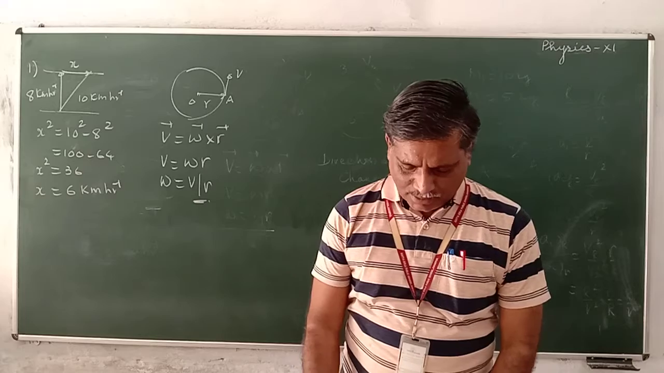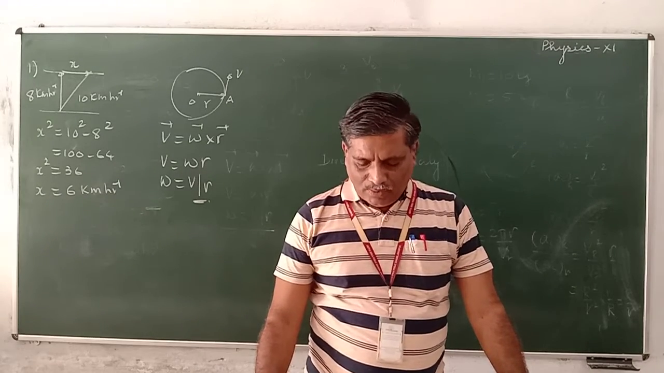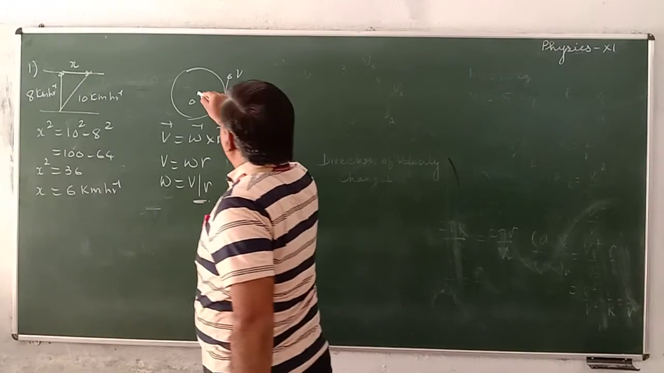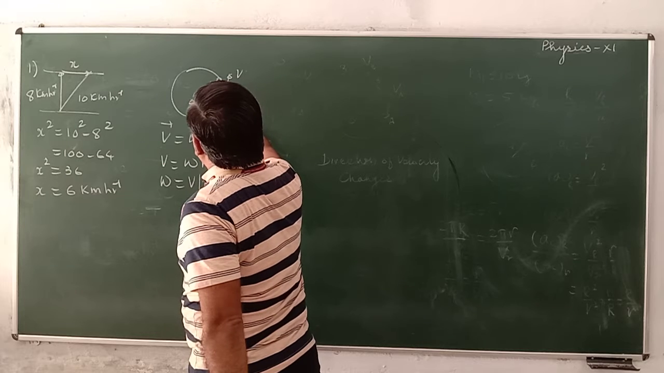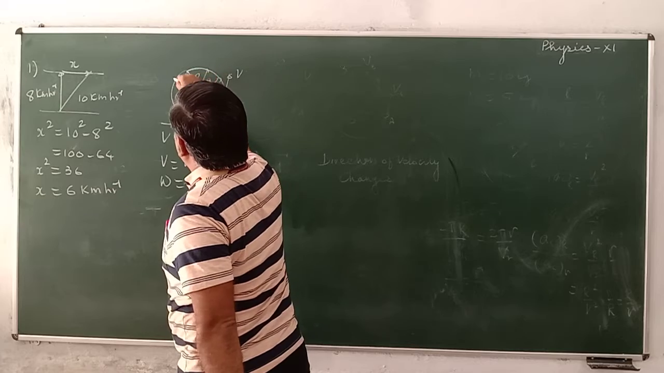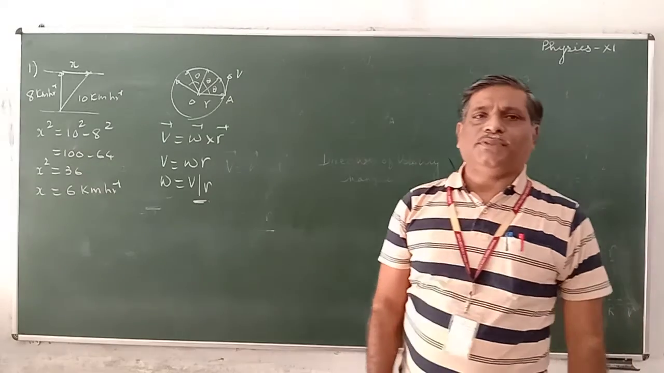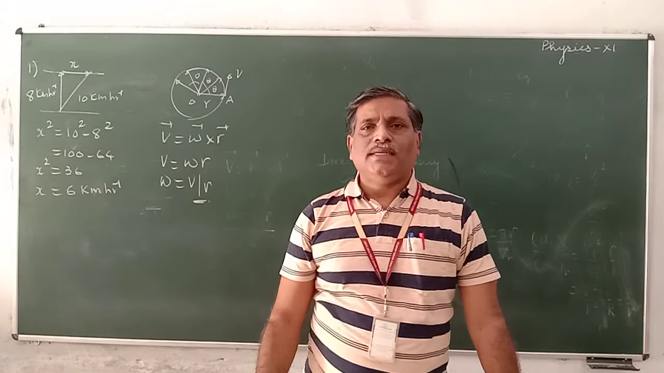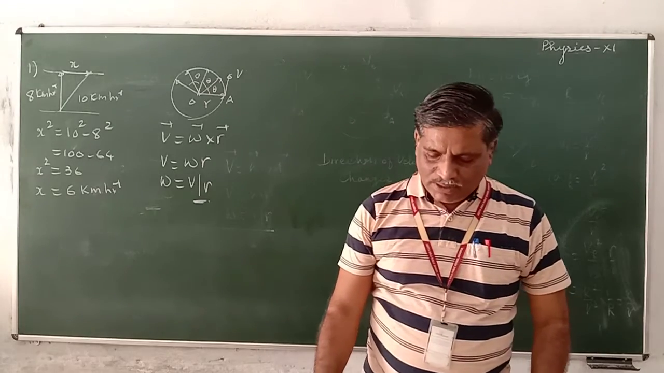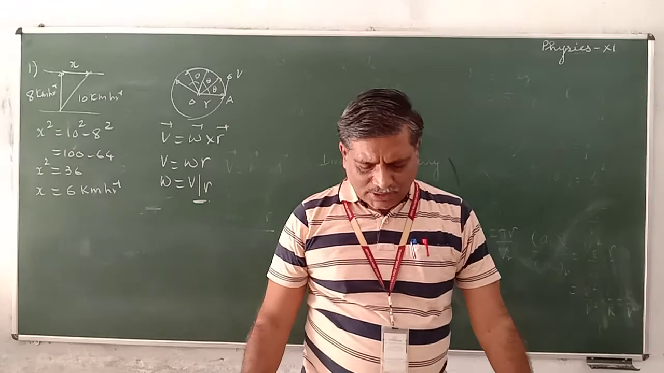Third question. If a particle moves in a circle describing equal angles in equal times, the velocity vector... Meaning that in equal time this is theta. Again the next 2 seconds it is theta. Again the next it is theta. So in equal intervals of time it describes equal angles. It means that its angular velocity is constant. But what can we say about the linear velocity vector?